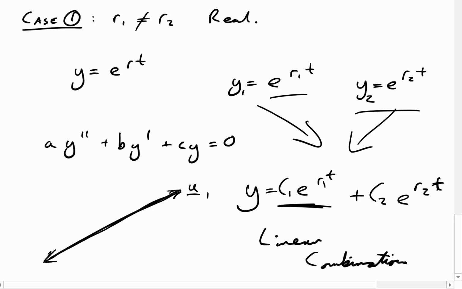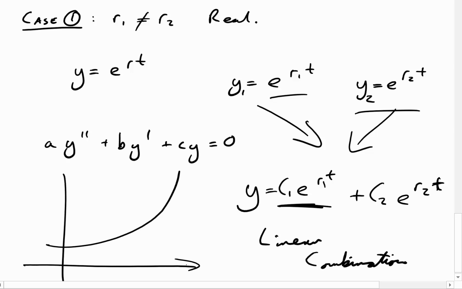So say if e to the r1t is just, well, actually no, let's not use vectors because that might confuse you. But it's going to look something like that. It's going to be a graph that looks something like that. Well, we can have any multiple of that graph, and it will still be a solution. In other words, we can stretch that graph any way we like, and it will still be a solution. So that's essentially all that's going on.